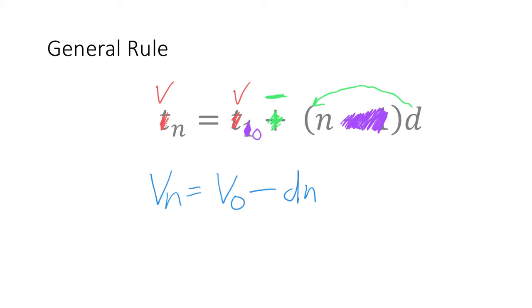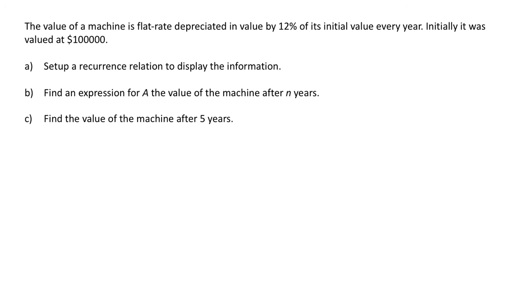So let's have a look at an example of how we apply this rule and apply straight line depreciation to an arithmetic sequence. In the example, we have a machine that's being depreciated using flat rate depreciation at a value of 12% of its initial value every year. The initial value was originally $100,000, and it's starting off by asking us to set up a recurrence relation to display this information.